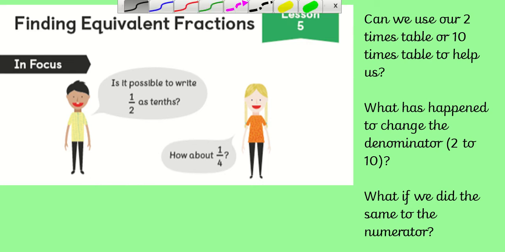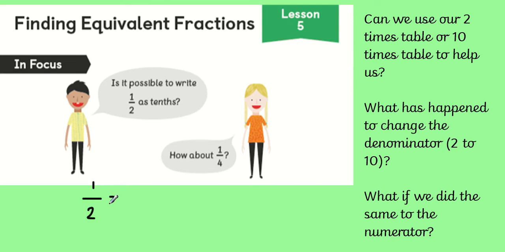Let's write it down. So 1/2 is the same as a number of tenths. Okay? We don't know our numerator yet. 1/2 is the same as a number of tenths. What have we done to this 2 to get 10? What do we have to do to 2 to get to 10? We have to times it by 5. Okay? 2 times 5 is 10. So now we have to do the same to the numerator, to the top number. Okay? Which means you have to do 1 times 5, which is 5.